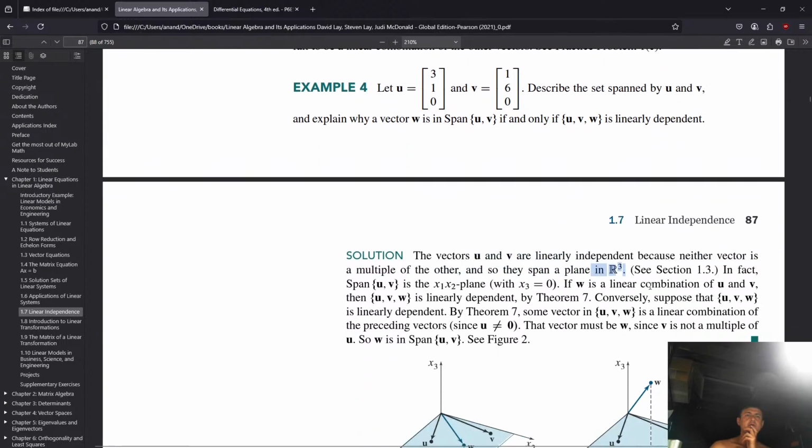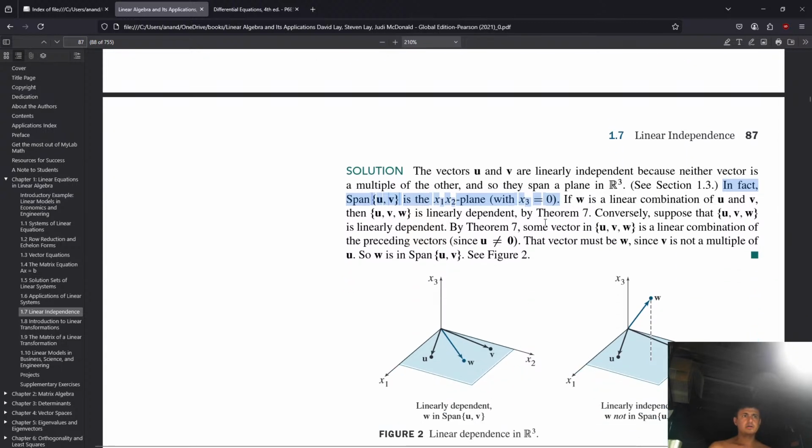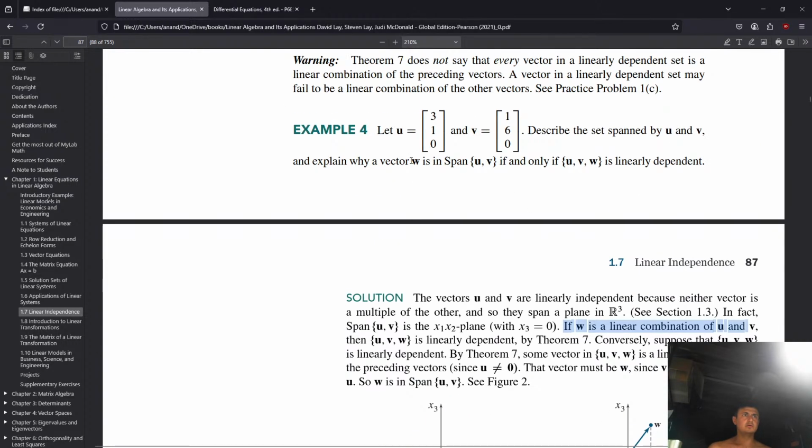So you span a plane in R3. Okay, we got that right. In fact, it's the x1, x2 plane with x3 equal to 0. Oh, okay. Yeah, that's right, of course. If W is a linear combination, so okay. Right. So just unravel the definition.